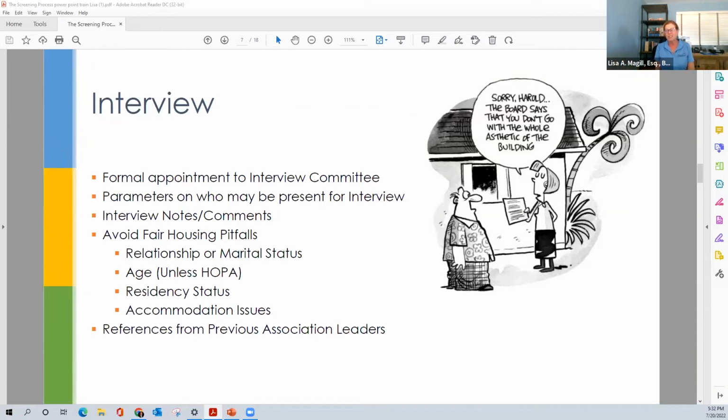You may want to set parameters on who may be present for the interview. I never have an issue if the real estate agent wants to be a part of the interview. What about other owners? Are they entitled to be part of the interview? Well, there is sensitive information that's discussed in the interview that may not be accessible to other owners, so you may want to preclude other owners from just generally attending various interviews.